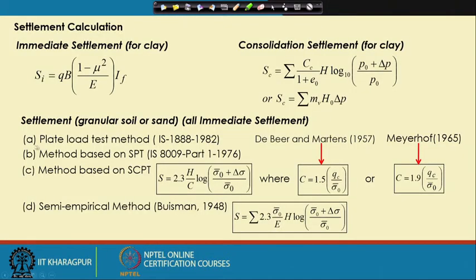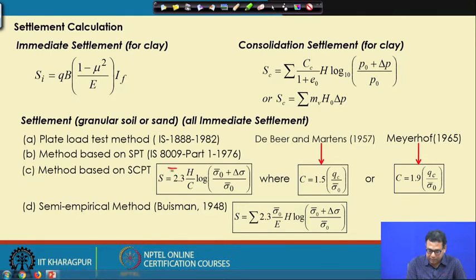So, we can use the plate load test, the SPT chart, the SCPT value, or the semi empirical method. This is the expression for the semi empirical method. Here also this is the summation, and this is for the C value calculation. Either we can use the De Beer and Martin approach, or we can use the Meyerhof approach. So, either of these two approaches we can use. So, these are the total summary of these methods.